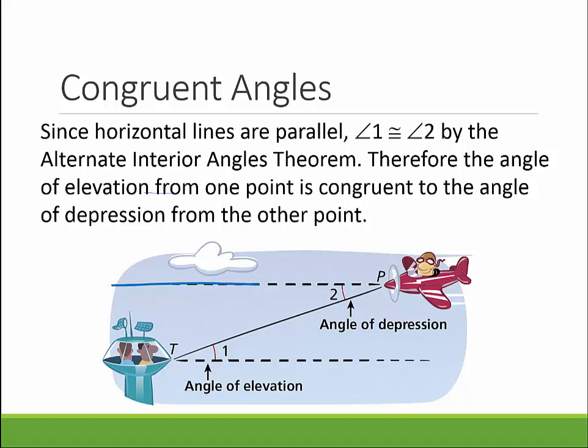So both of these lines of sight are horizontal, and we know any horizontal line is parallel to another one. So if we treat this line of sight as a transversal, these two angles here have to be congruent by the alternate interior angle theorem. So therefore, the angle of elevation from one point is congruent to the angle of depression from the other point.